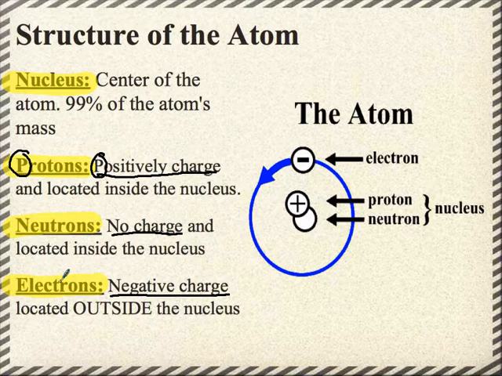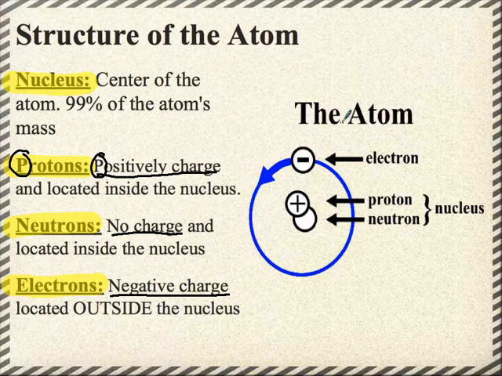I just think it's negative because that's the only thing that's left after something is positive and negative. So protons are positive, neutrons have no charge, and electrons are negatively charged. And these electrons are outside the nucleus, kind of just roaming outside.